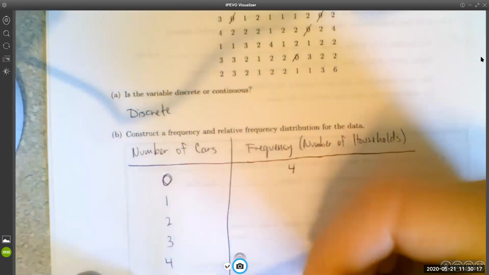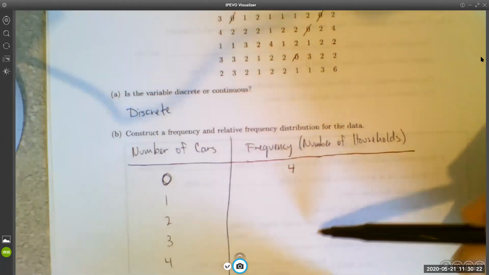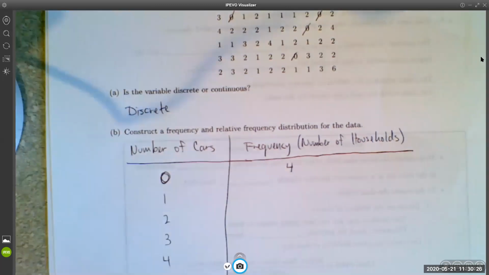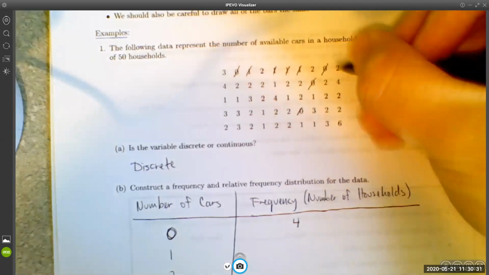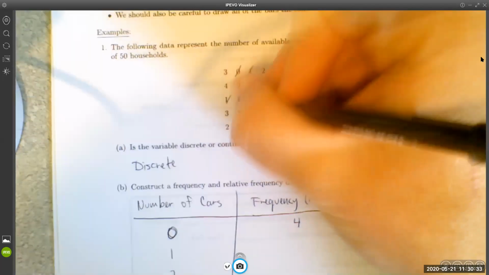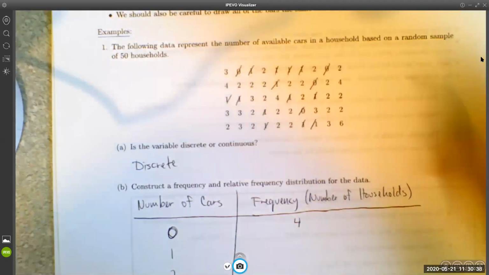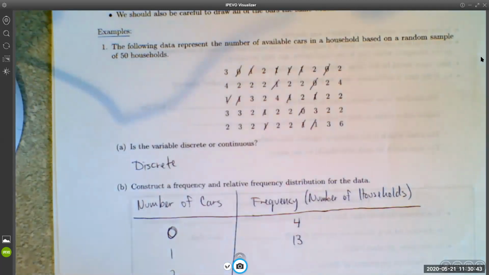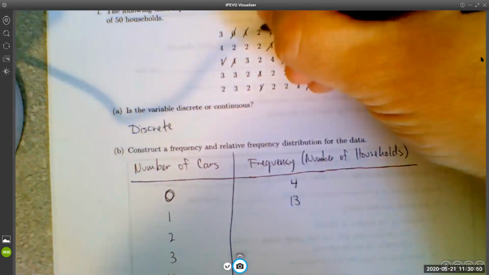This column represents the number of cars available. This column represents the number of households that has that number of cars. So there were 4 households with 0 cars available to them. There were 1, 2, 3, 4, 5, 6, 7, 8, 9, 10, 11, 12, 13 households that had 1 car available to them, right? And so forth. So I'll let you finish this up, finish counting these up.